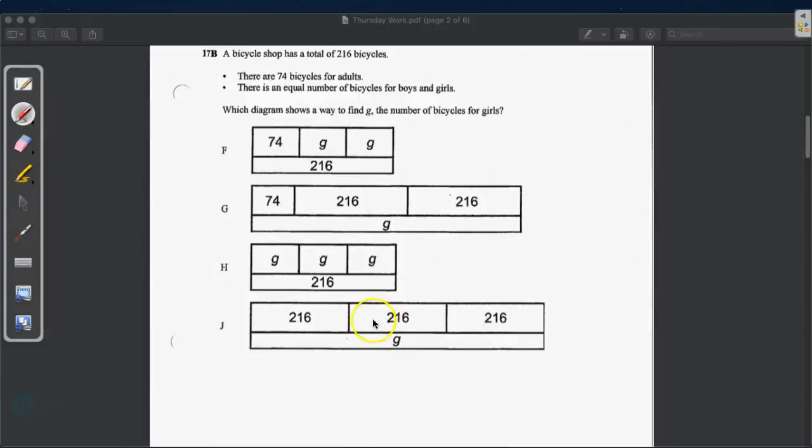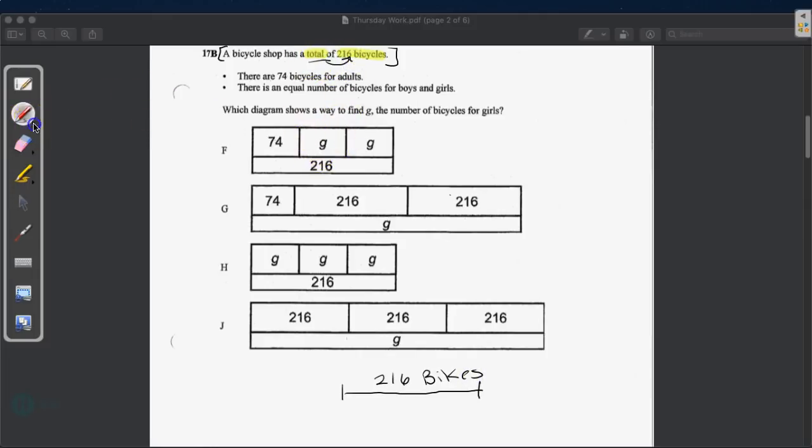So again, don't look at the pictures, make your own pictures first. So in the first sentence, a bicycle shop has a total of 216 bikes. Look at that, it already told you. There's the total, 216. So draw another picture here at the bottom. I'll do a strip diagram again. There's my total strip. And then here's 216 bikes. There's your total. Look at that, it even told you right there.